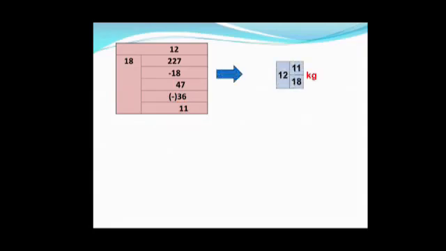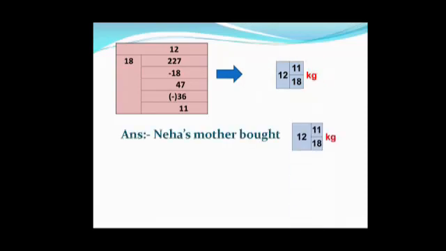So we can write the quotient 12 as the whole part of the mixed fraction, the remainder as the numerator of the mixed fraction, and the divisor as the denominator of the mixed fraction. So the answer is 12 and 11 by 18 kg. Okay, so Neha's mother bought overall 12 and 11 by 18 kilogram of vegetables. Now question number 5.